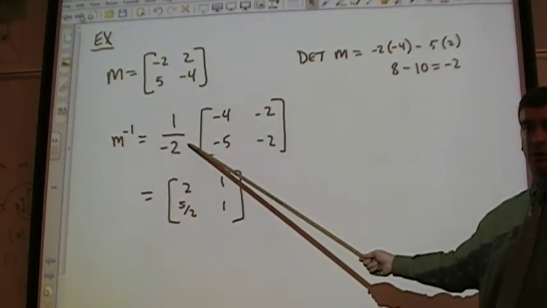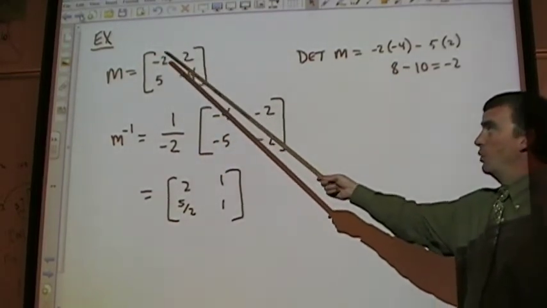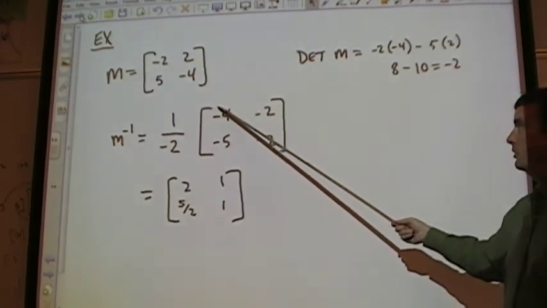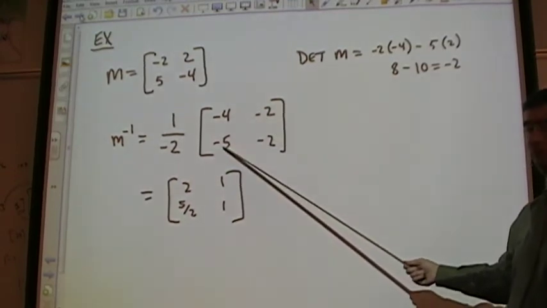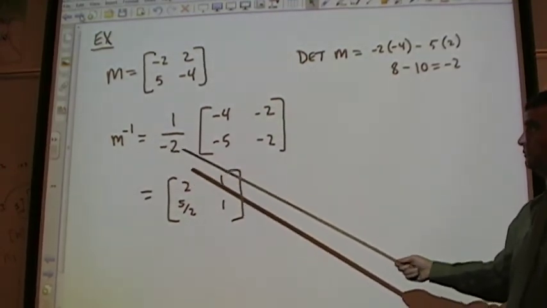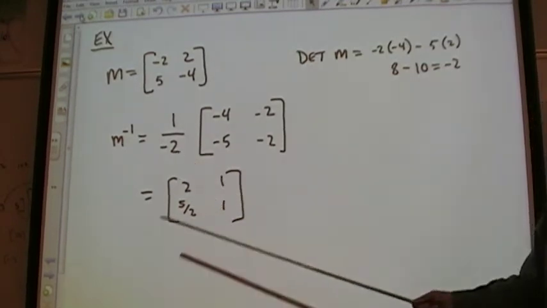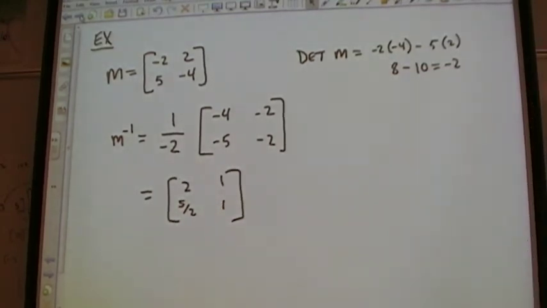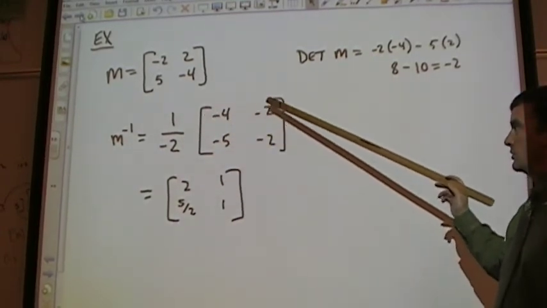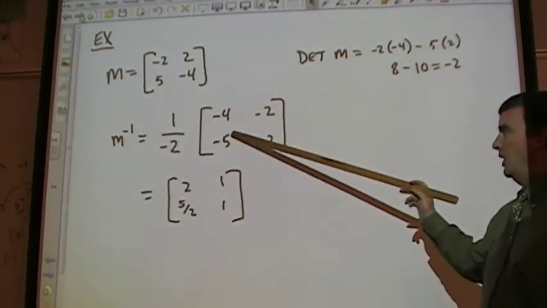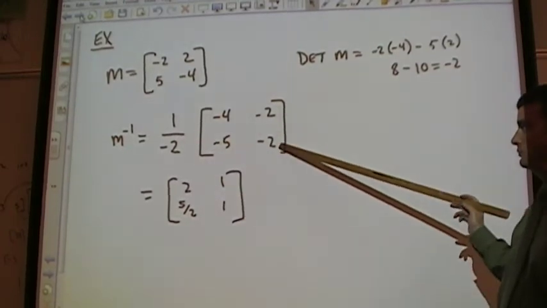Okay? And then all you have to do is switch these two, -4 and -2. Leave these two where they are, but negate them. Negative just means make it negative. Change the sign. So if they started out negative, they become positive. All right, and then -1/2 is your scalar. So I do -1/2 times -4 to get 2. -1/2 times -2 is 1. Positive 5 halves. Positive 1.